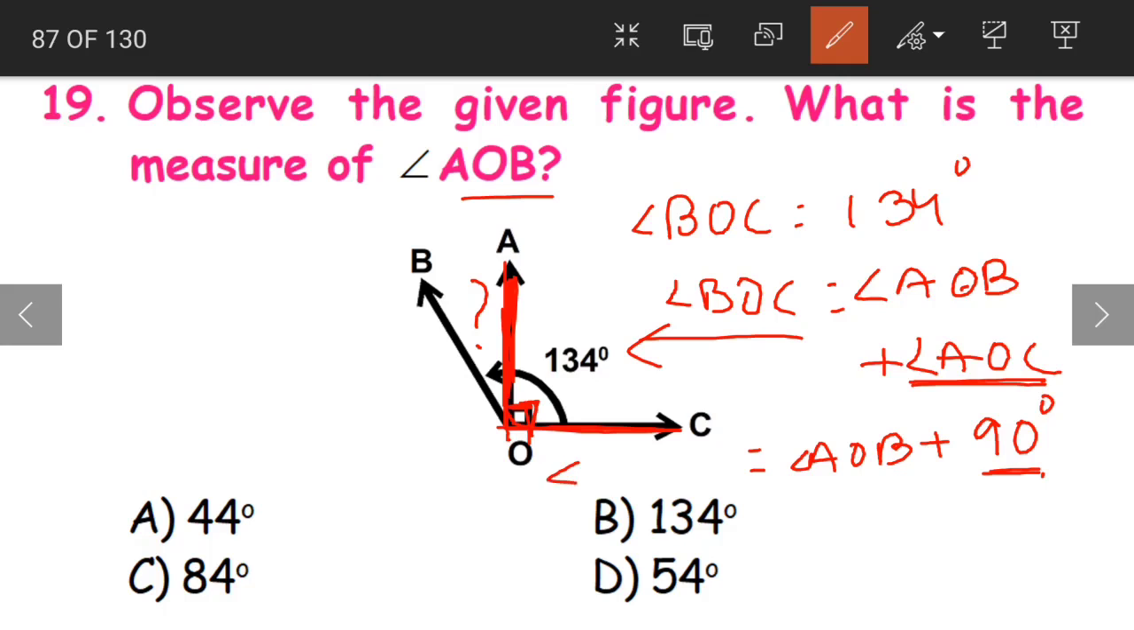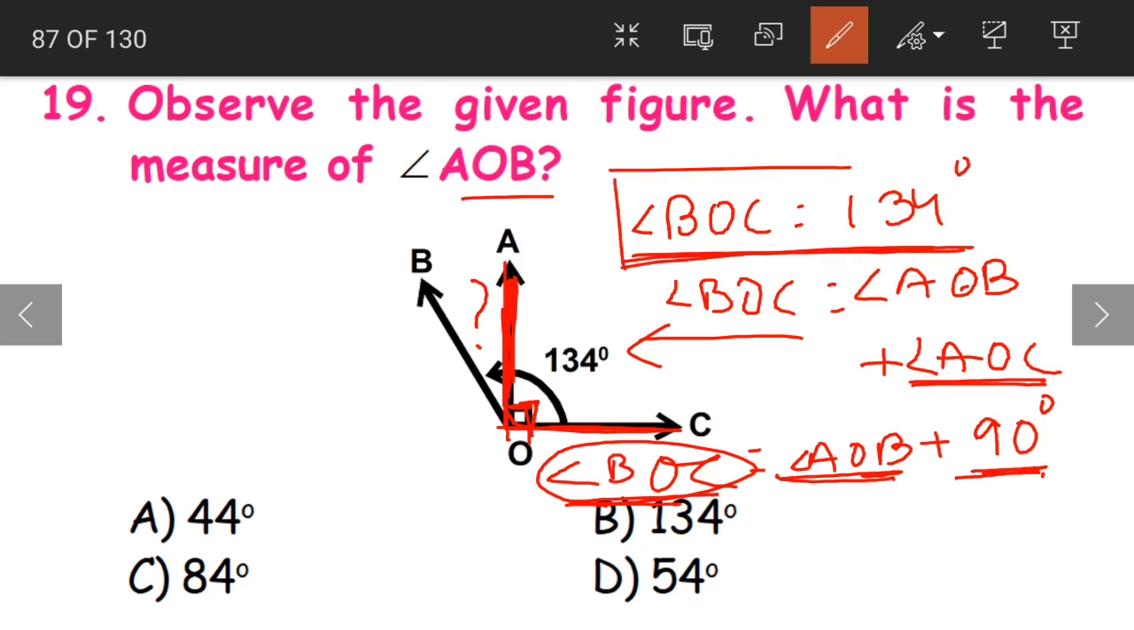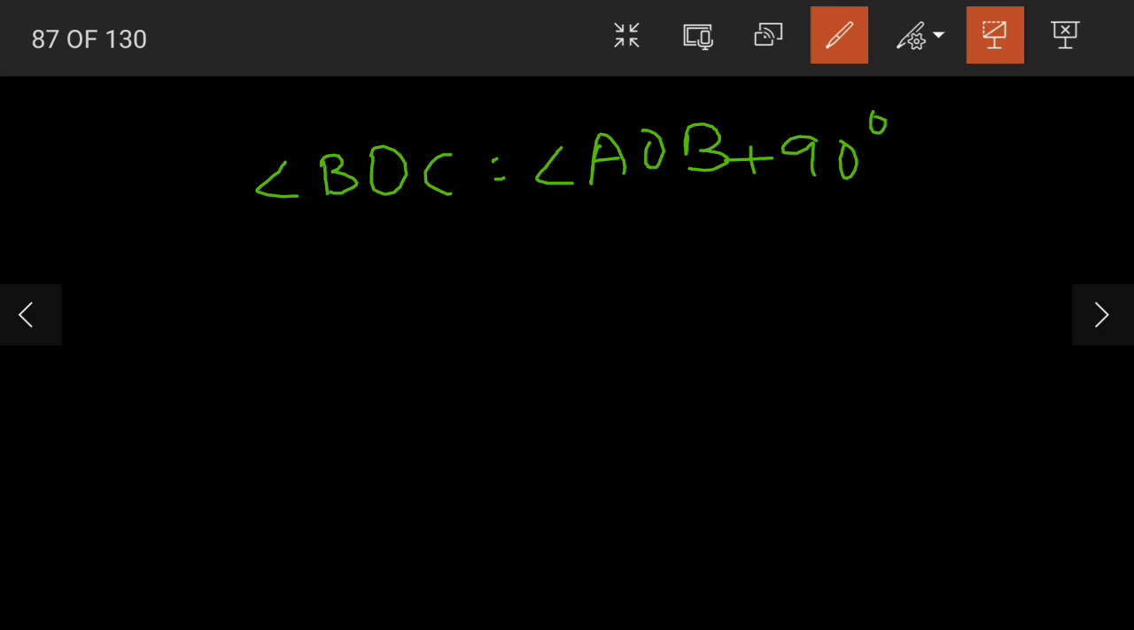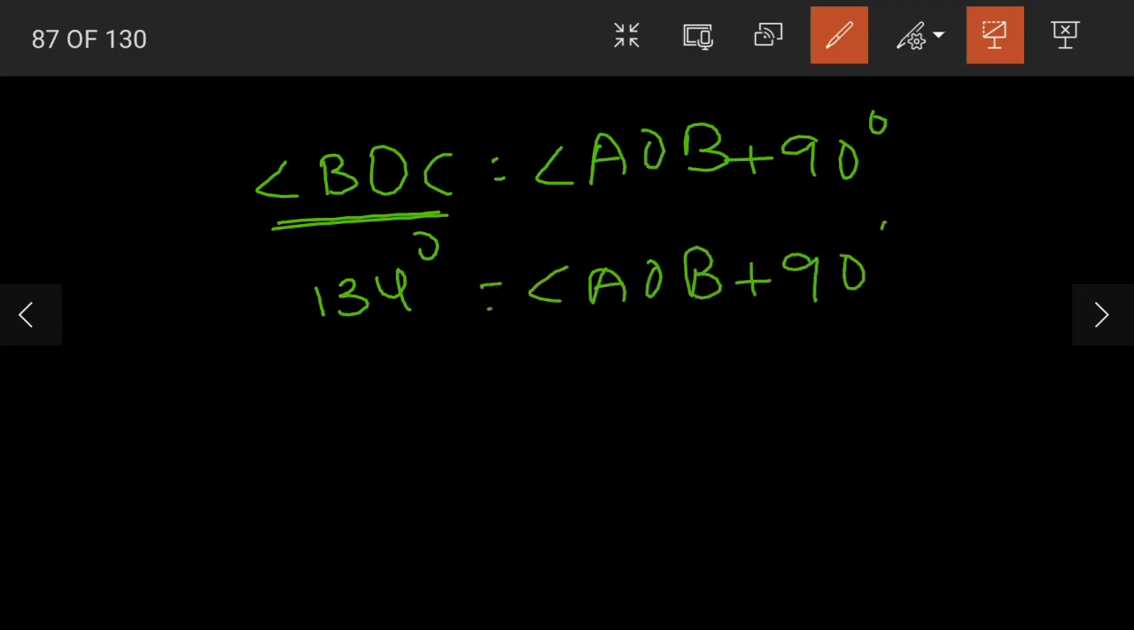Now what was on the left side? Angle BOC. Now angle BOC is equal to angle AOB plus 90 degrees. Now what is the value of angle BOC? It is already given in the question. It is given that angle BOC is equal to 134 degrees. Angle BOC is equal to angle AOB plus 90 degrees. From the question we know that angle BOC is equal to 134 degrees. So 134 degrees is equal to, we do not know the value of AOB, plus 90 degrees.